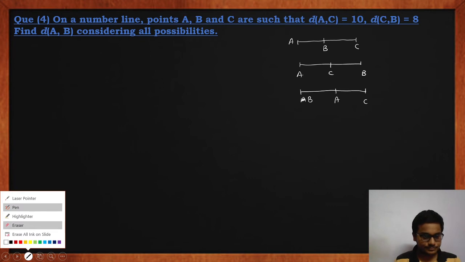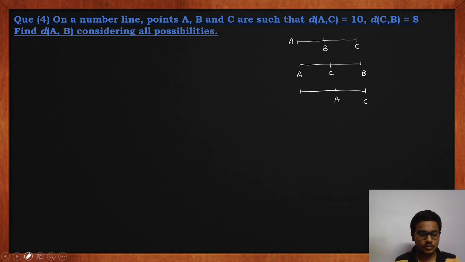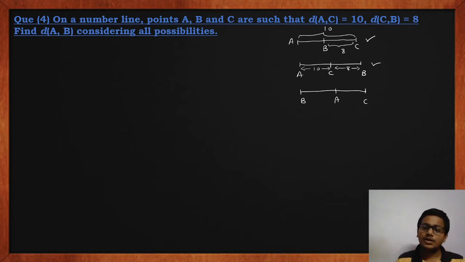Okay. So first of all, what you'll do, draw this roughly and check it. Now put the distances. Distance AC means this entire thing is 10 units and CB is 8 units. So this possibility can happen. Okay. Now next one. Distance AC is 10 units and distance CB is 8. Even this possibility can happen. Now check the third one. Distance AC is 10 and distance BC, that is this entire segment, is 8.